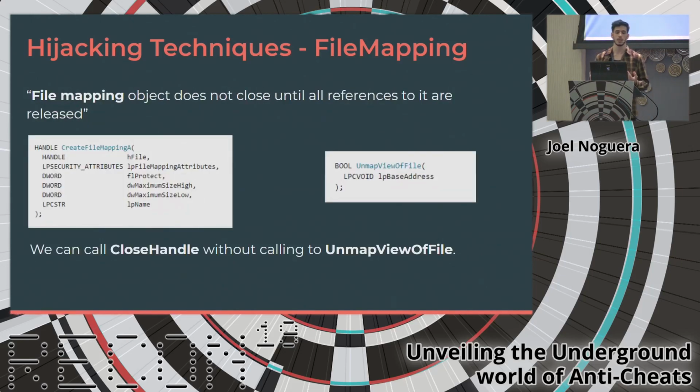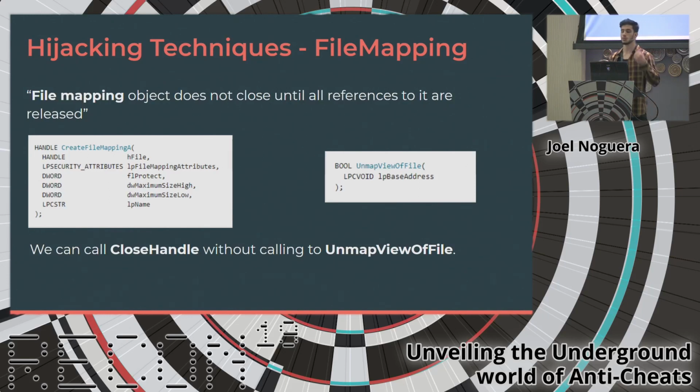Because if you read the documentation from Microsoft, you will see that when you call the API to create a file mapping, you get a handle to the file mapping. But this handle can be closed as long as you don't call and map your file. So if you keep the reference to the shared memory and close the handle, you can keep using this shared memory between two different processes.